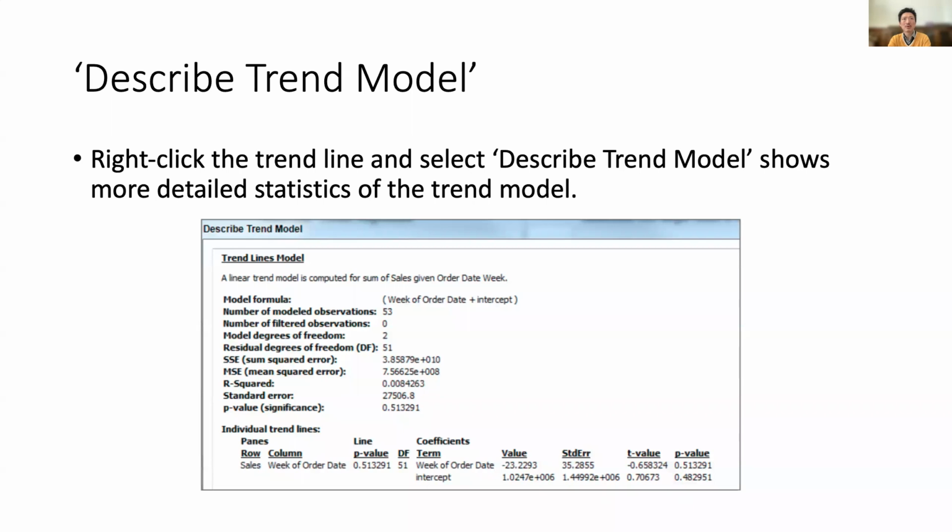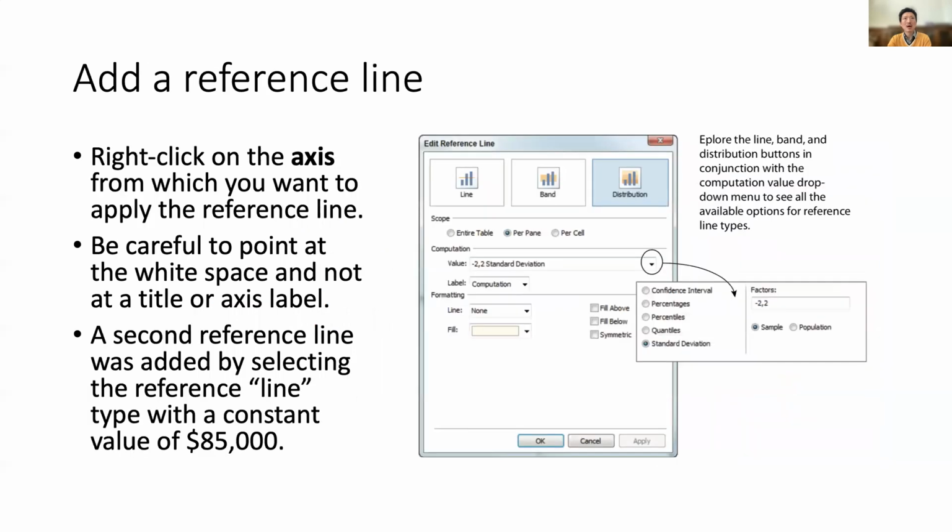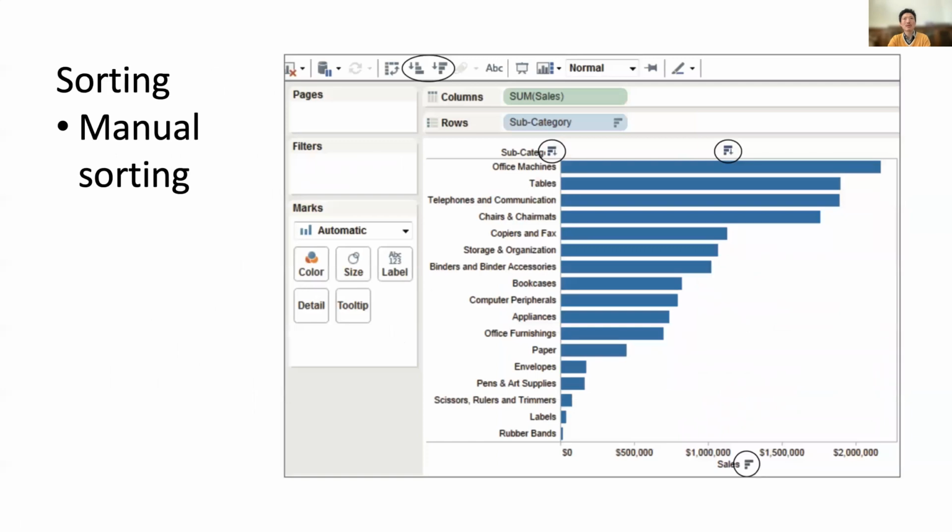And in Tableau, you can see that Tableau will also calculate many of these common statistics. You just need to describe the trend model, and it will show you what exactly you used in terms of linear regression and all these different statistics, like the sum of squared error or mean squared error, etc. It tells you how good the regression line is. Okay, and this shows you how to add trend lines and reference lines, which maybe you can cover in the lab.